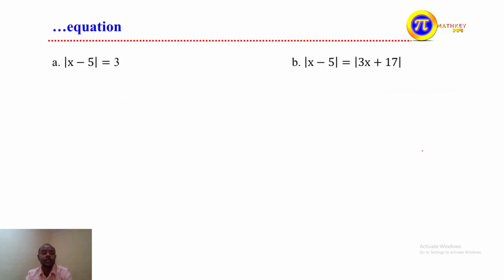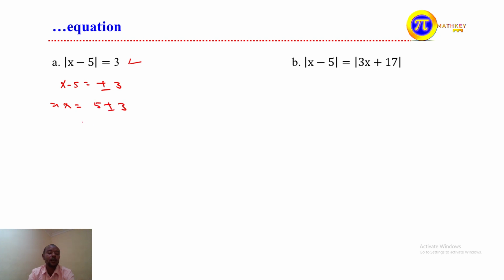Now, using the properties, let's try to solve such problems. Absolute value of x minus 5 is equal to 3. What is the solution for this one? Since 3 is a positive number, you can take x minus 5 equal to plus or minus 3. This implies that x is equal to 5 plus or minus 3.